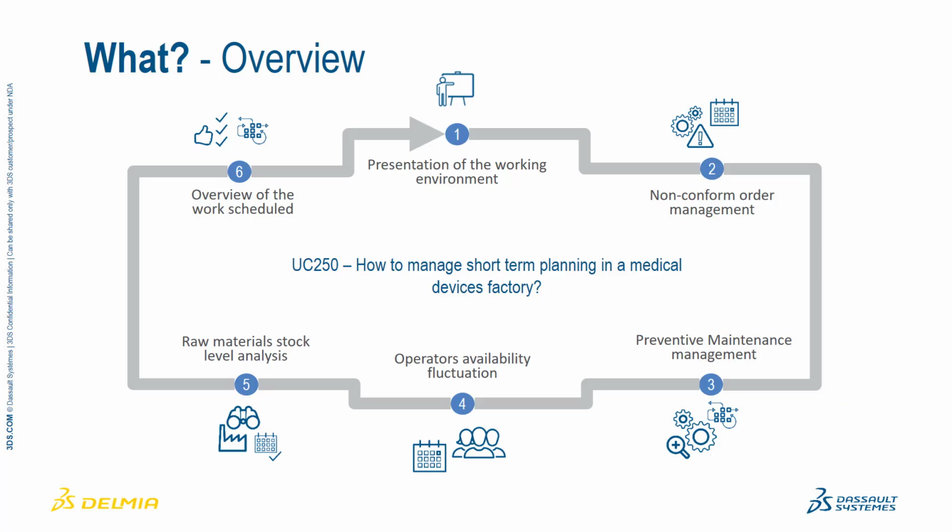That is all for today. Together, we saw how Hortemps helps me to manage my short-term planning in different situations: unplanned events such as operator unavailability and quality control issues, but also more advanced simulation capabilities for preventive maintenance management and raw material stock level surveillance.